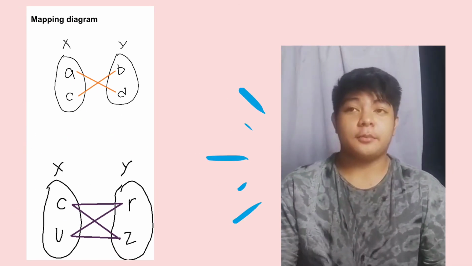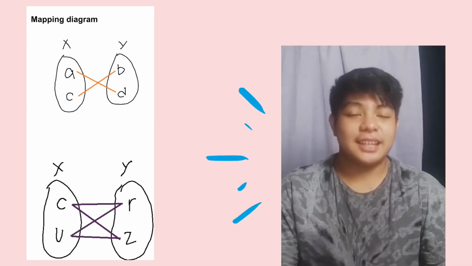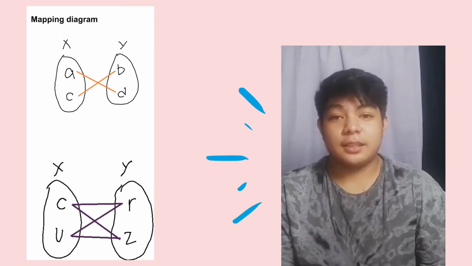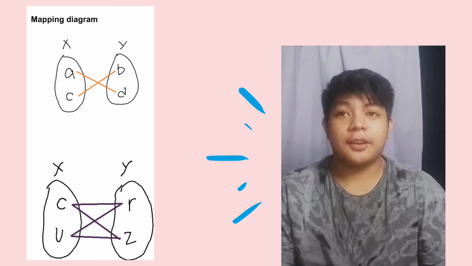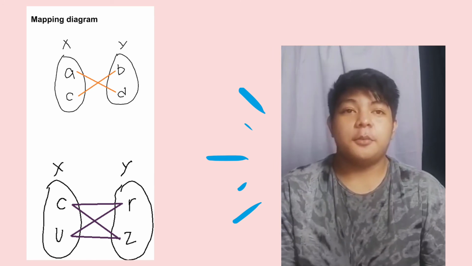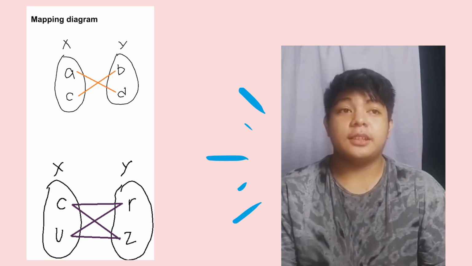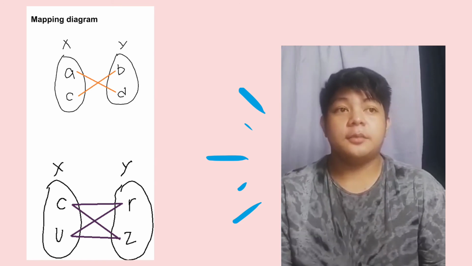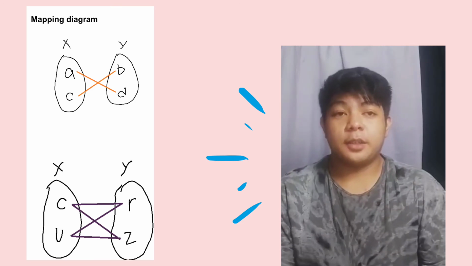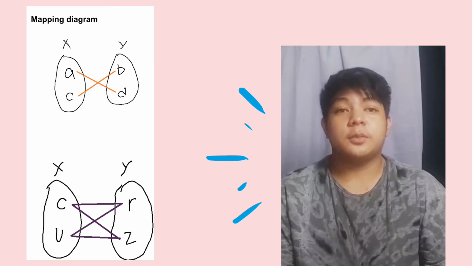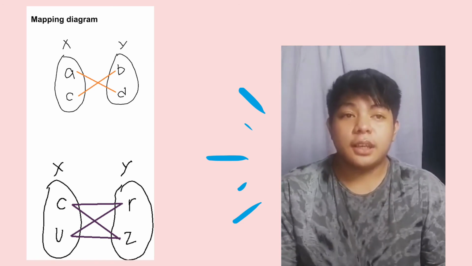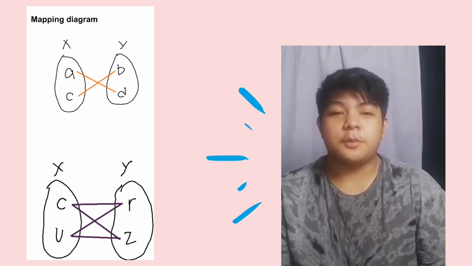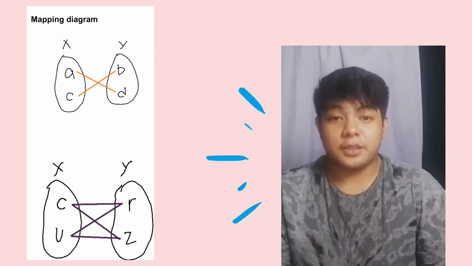Mapping diagram. Set elements: A and B, and C and B. Set elements: C and R, C and Z, U and R, and U and C. A mapping diagram illustrates the relationship between domain and range elements in a more detailed manner. We can actually see the correspondence thanks to the lines that serve as bridges or links. This is also a common method to present functions.